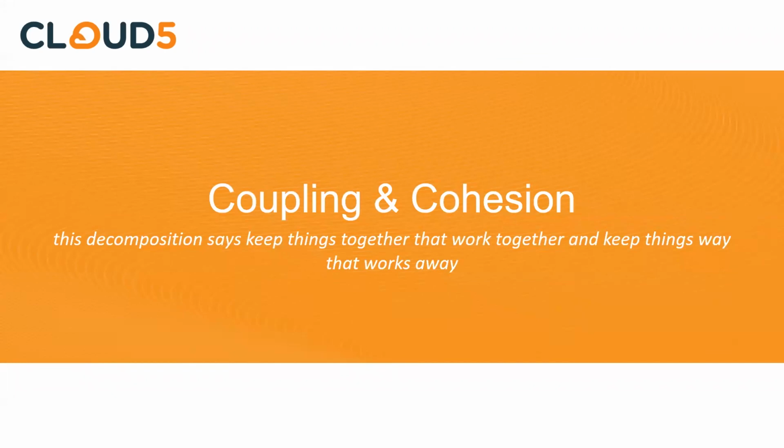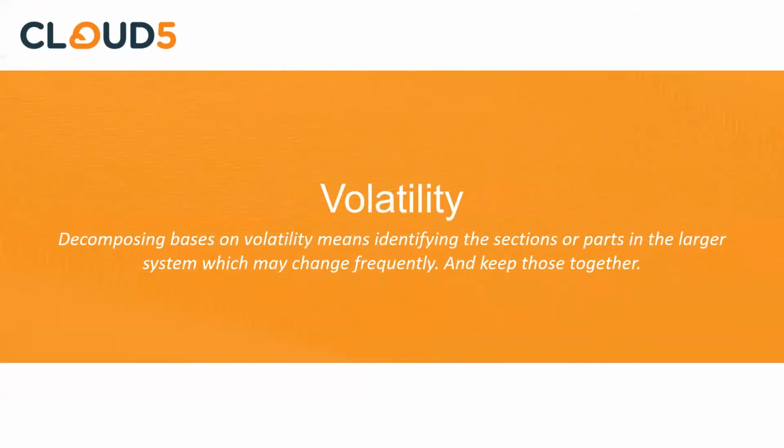Now, volatility. The hardest and the most powerful, but it's not going to be our last. So volatility says that unlike functionality, where you're basically decomposing based on the functionality of a component, you don't do it like that. You basically decompose based on how do you anticipate the component changing.